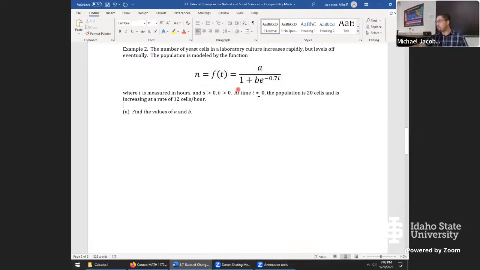And they also tell us at time 0, the population is 20 cells and is increasing at a rate of 12 cells per hour. Then part A, not giving us much guidance at all, just says find the values of A and B. That's a really tough one to even start, right? But the best way to start this question is going back to this statement right here.